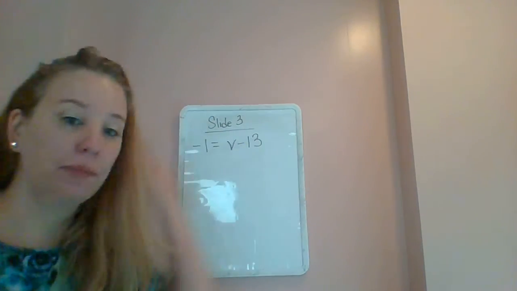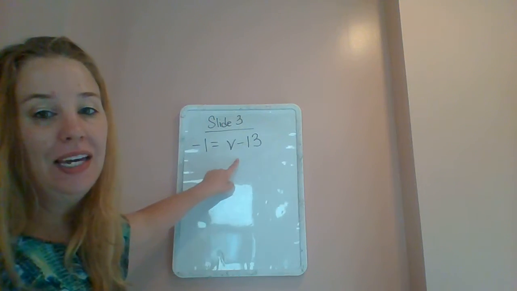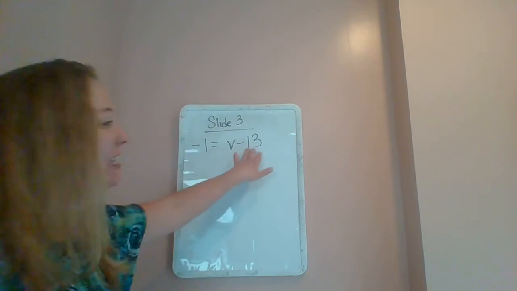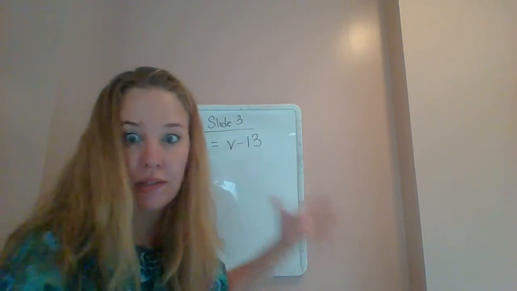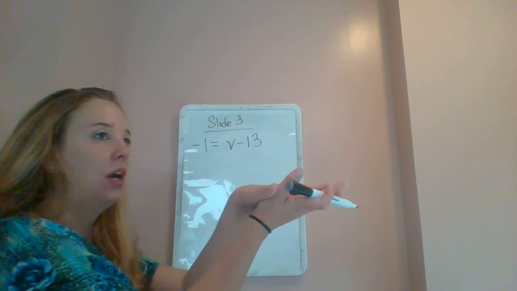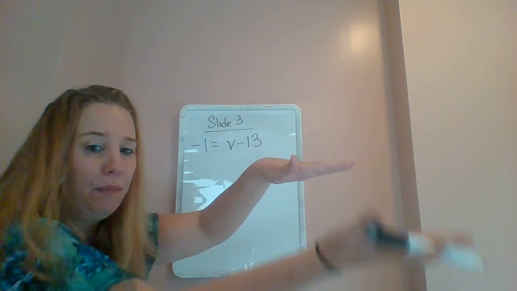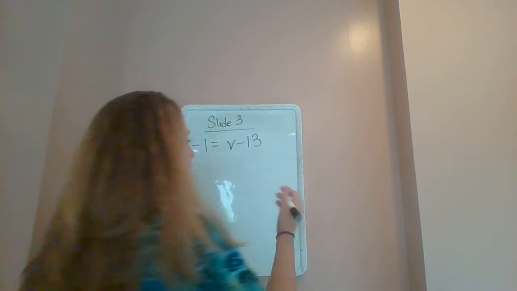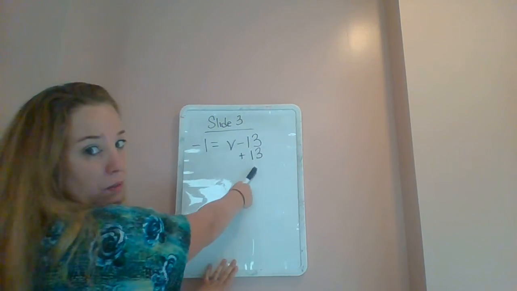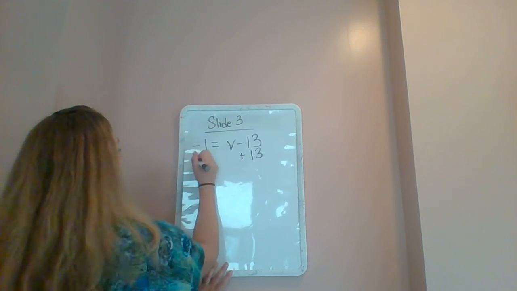Okay, so the next example, from slide 3. We have -1 equals v minus 13, right? So we're trying to zero it out. We need to deal with this minus 13 or this negative 13. Those are the same thing, right? So it's negative 13, and we're going to zero it out by adding 13. We added it to this side, we have to add it to this side, right? So we're going to add 13.